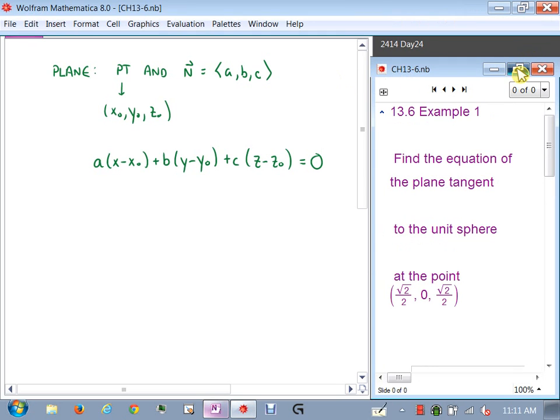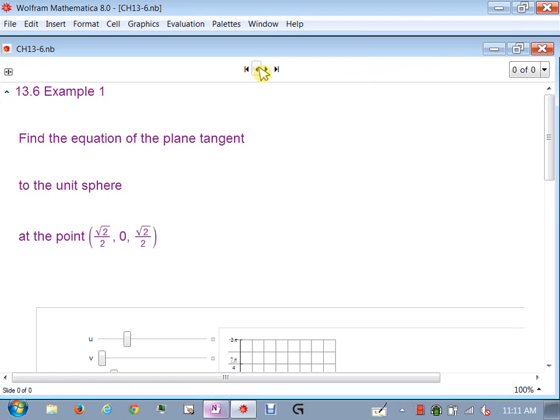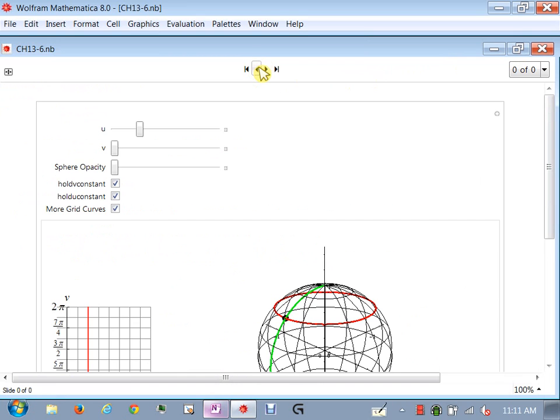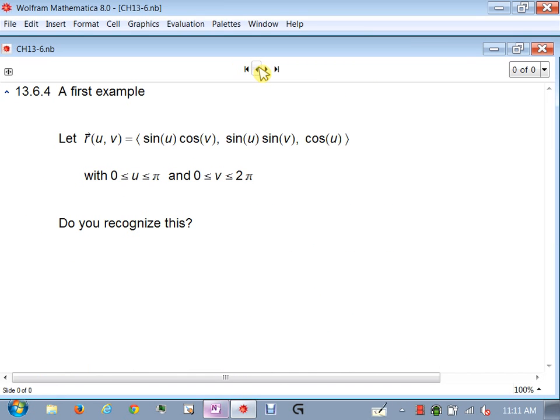Pretty sure we did. Let's see. It's where we motivated the whole thing. As a first example, I said, do you recognize this, right? We said that this draws the sphere. And I said that this was the unit sphere because the row in front of these was 1.